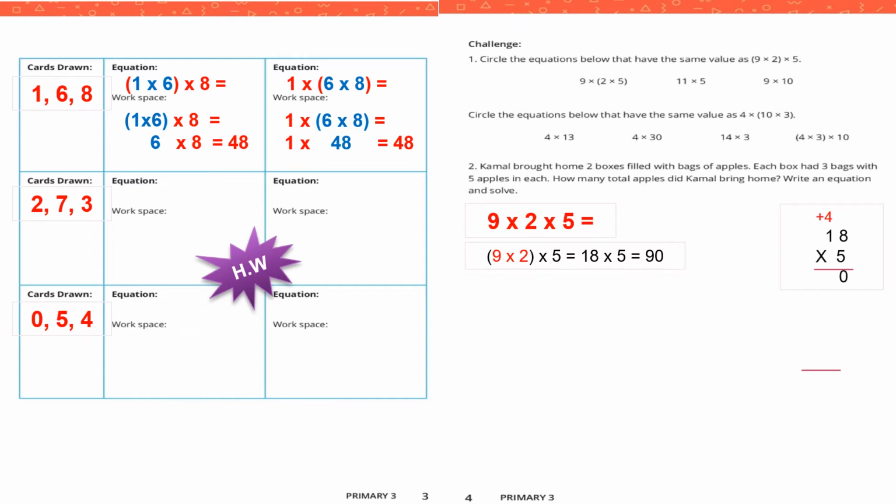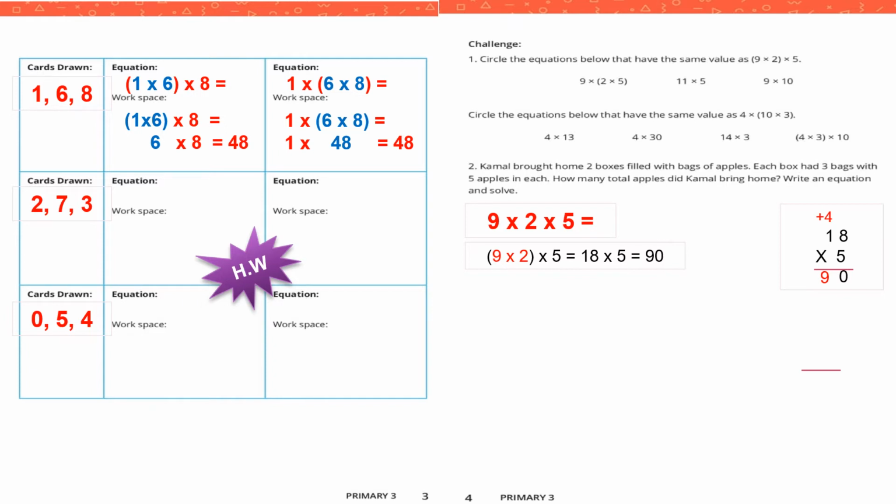How did you get it? I will write here 18 times 5. Then we will multiply 5 times 8, 40. Can we write all 40? No, we will write 0 and carry 4. Then we will multiply 5 times 1, 5. 5 plus 4, 9. Remember here we multiplied 5 times 1 first. Then we added 4. Okay, so don't add 4 first.